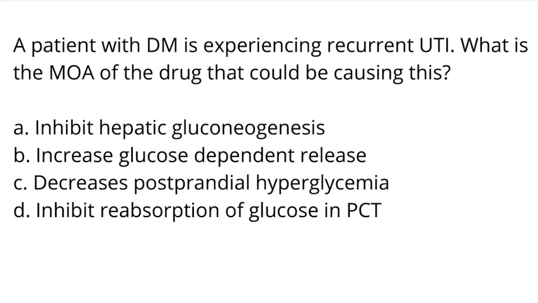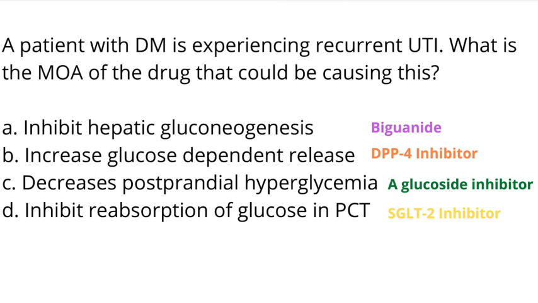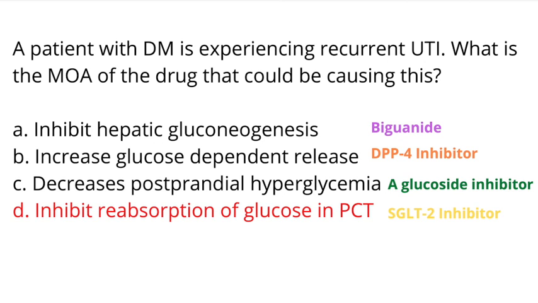Well, first we have to know which drug class does which mechanism of action. So option A relates to biguanides or metformin. Option B relates to DPP-4 inhibitors. C. Alpha-glucosidase inhibitors, and D. SGLT2 inhibitors. So now that we correlated the drug class to each of these mechanisms of action, then which one do you think is the answer? If you said option D, you are correct. It's so important for you to know that SGLT2 inhibitors inhibit the reabsorption of glucose in the proximal convoluted tubules.